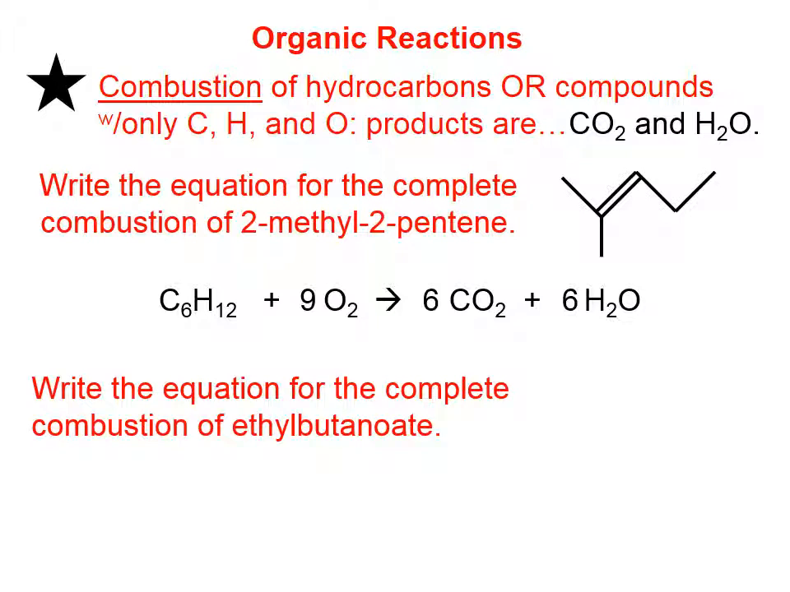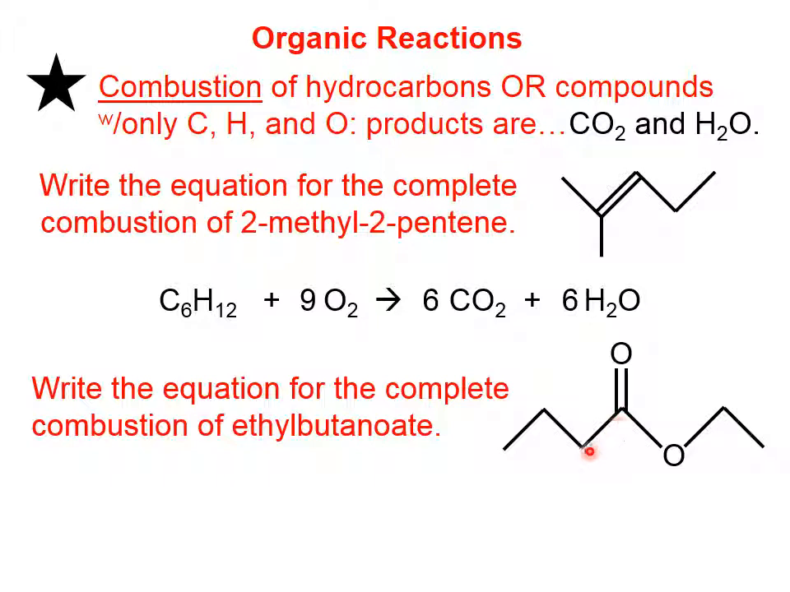Let's try another one. Write the equation for the complete combustion of ethyl butanoate. The name indicates that we have an ester, and an ester has a particular structure. And here, since we have butanoate, we know that we have 4 carbons in that ester-like group. And then in front, at the beginning of the name, you see we have the prefix ethyl, which is the thing that is connected to that oxygen. We have a 2-carbon group on the right side of this molecule. So there's ethyl butanoate. Let's count up atoms.